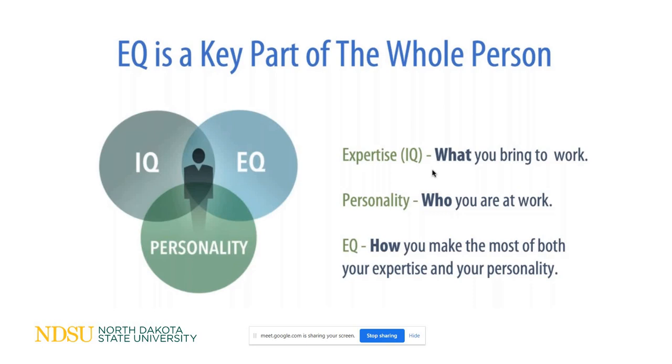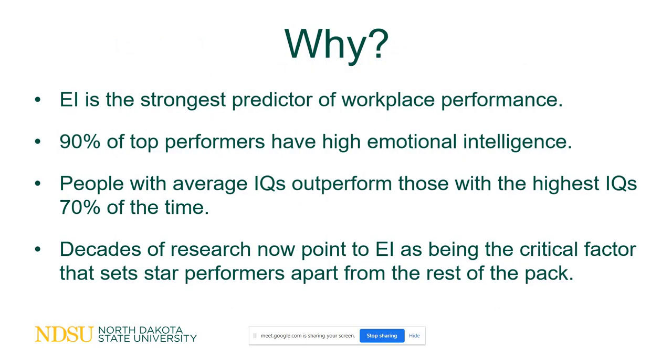So these two are aspects of your personality, like IQ and EQ. Why? EQ is the strongest predictor of workplace performance. 90% of top performers have high emotional intelligence. The people who have a high IQ also have emotional intelligence. People with average IQ outperform those with the highest IQs 70% of the time.